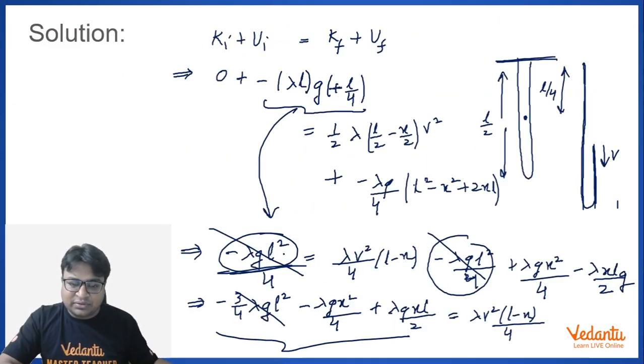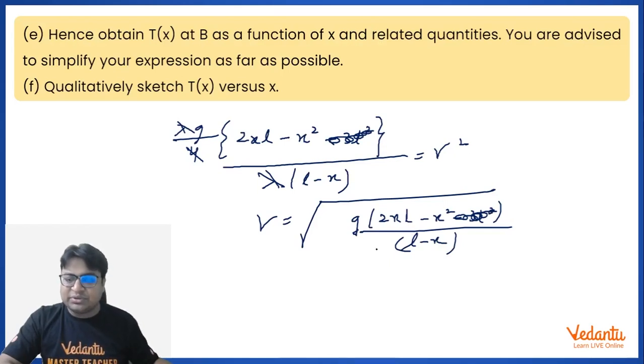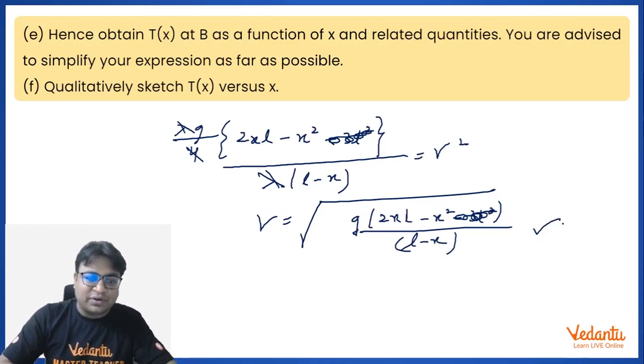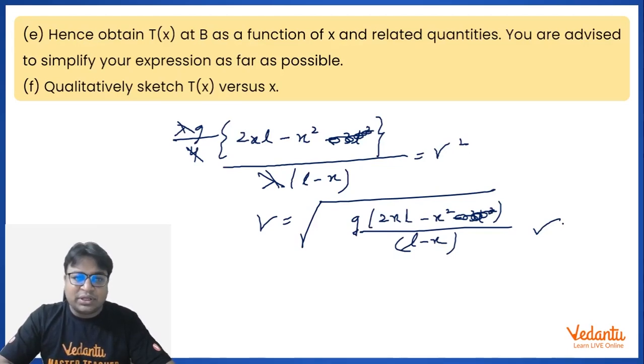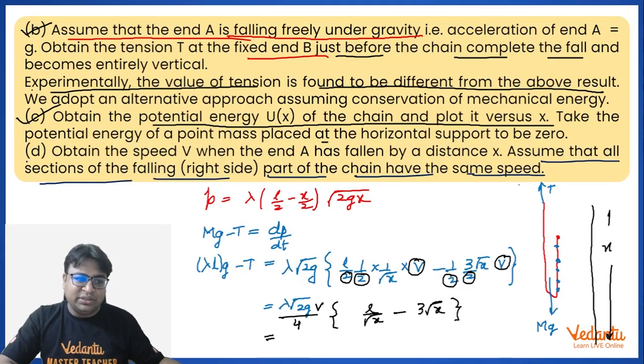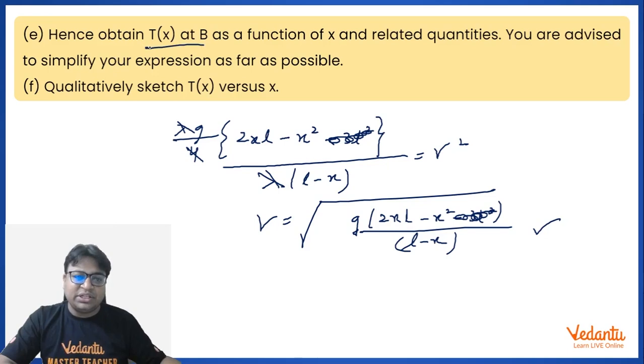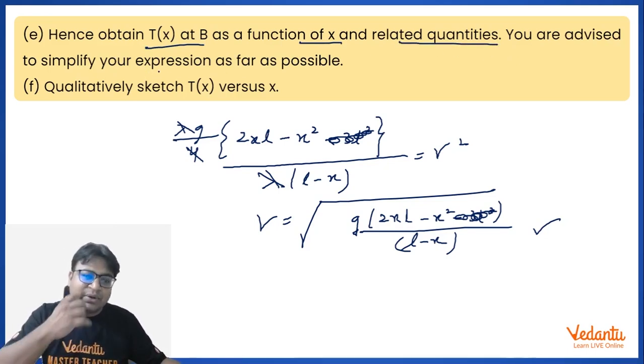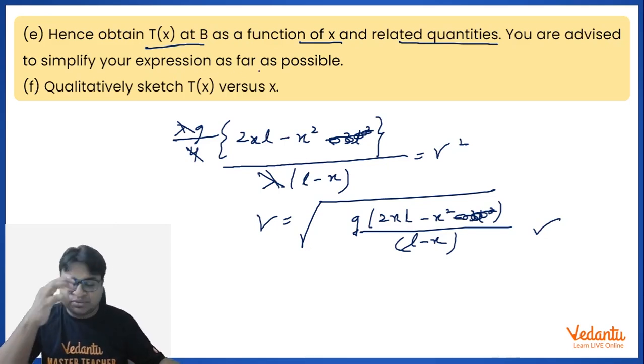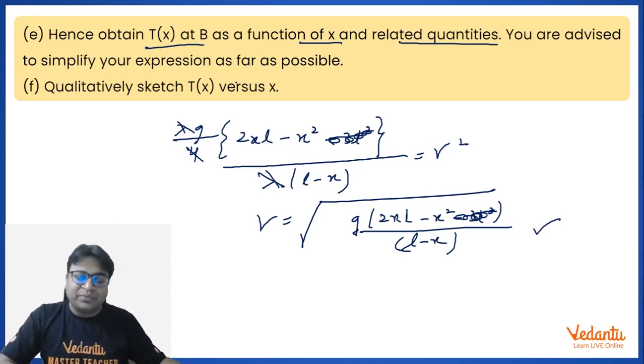So do we have that? Root of g (2Lx minus x square). Yeah. So now we have got the expression for v also, and we have simplified. Now this was the answer to part D. Now part E asks us to obtain T_x at B as a function of x. So tension at B as a function of x and related quantities we want to find out. We are advised to simplify our expression as far as possible. All right, so how do we do this task?